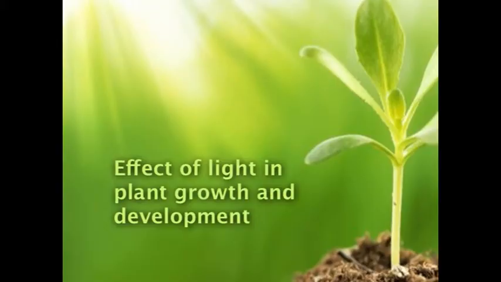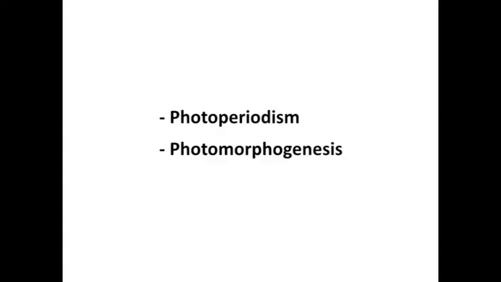Next, let us see the effect of light in plant growth and development. In addition to its vital role in photosynthesis, light also affects plant growth and development. The three principal characteristics of light, that is quantity, quality and duration, affect plant growth and development in many ways. The principal effect of light in plant growth and development is that it acts as a signal to initiate and regulate two important processes in plants, that is photoperiodism and photomorphogenesis.